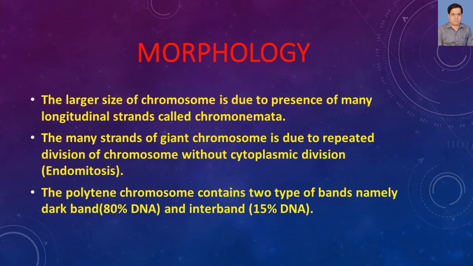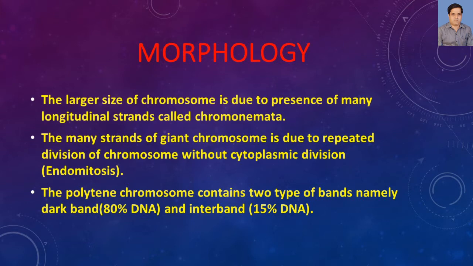Now I will discuss the morphology of the polytene chromosome. The polytene chromosomes, as I have already told you, are much larger in size due to the presence of many longitudinal strands, and these strands are known as chromonemata. The many strands of the giant chromosome are due to repeated division of the chromosome. These multiple strands are formed due to repeated division of the chromosome without undergoing cytoplasmic division, and this type of division is called endomitosis.